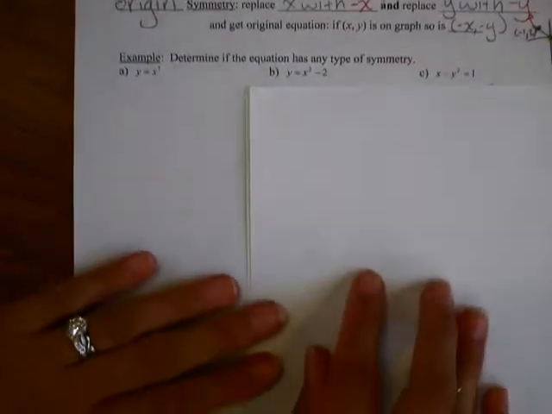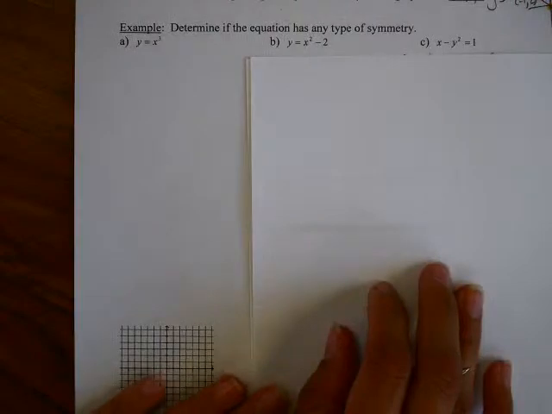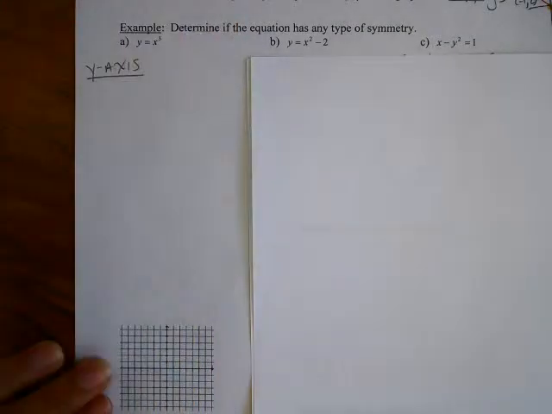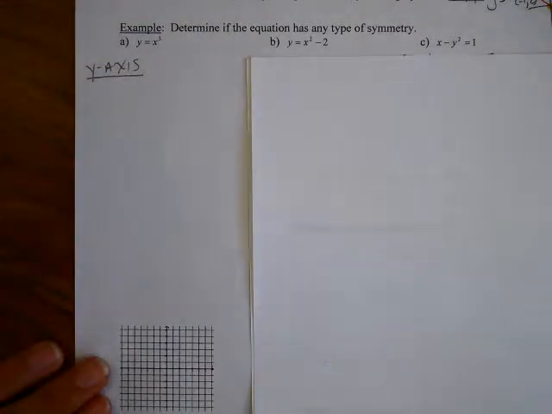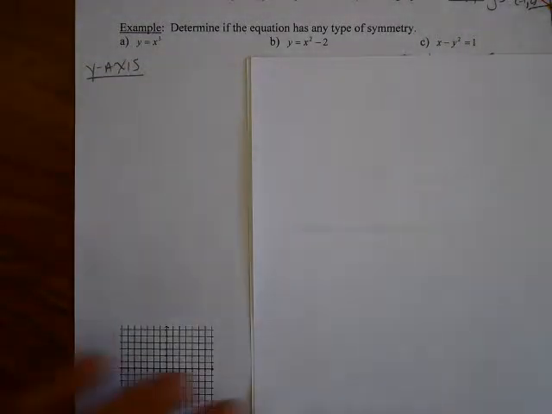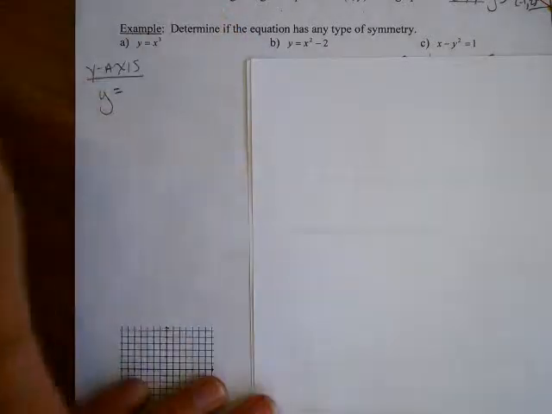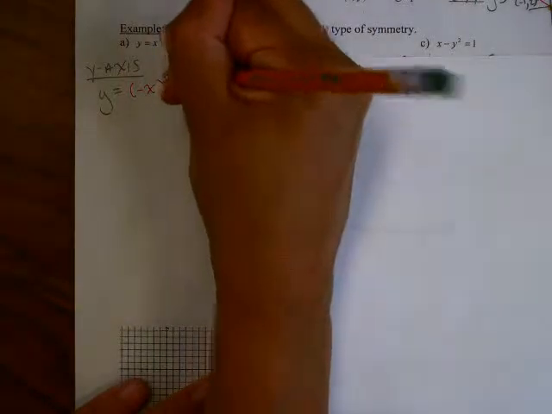Let's try an example. y equals x cubed. Determine if the equation has any type of symmetry. So first, let's check for y-axis symmetry. Now, as you do this, I want you to show your work, even if you remember what this graph looks like and understand what kind of symmetry it has. Let's practice the algebra here. So for y-axis symmetry, we replace x with negative x. So we have y equals (-x) cubed.